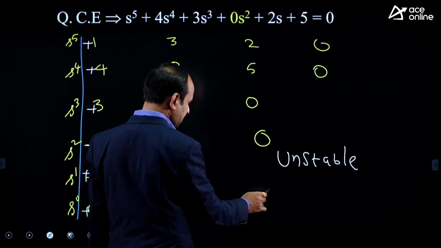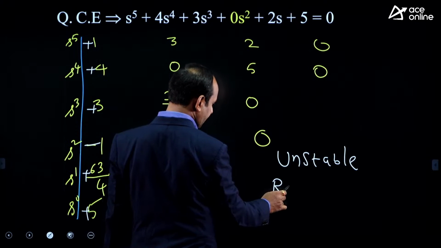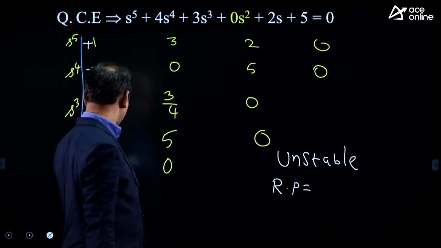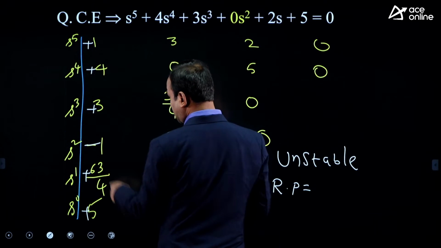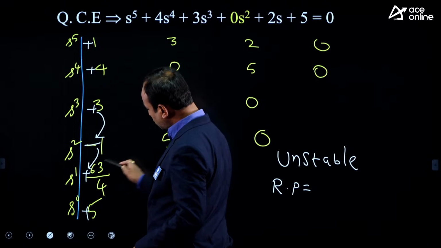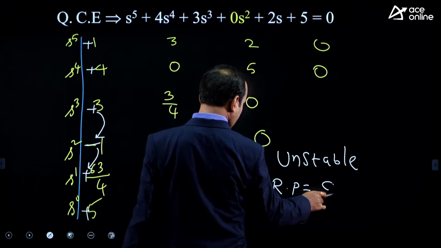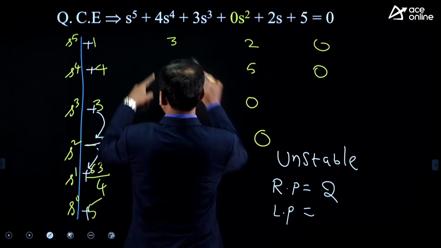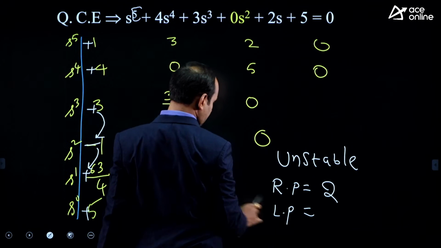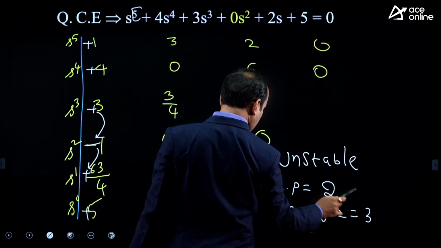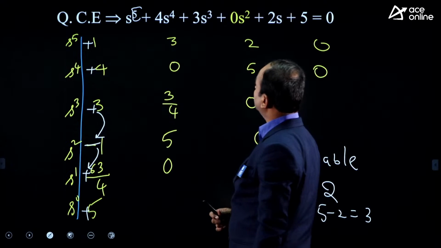How many sign changes, now tell me? Right side poles, RP means right poles, I am writing short. So right side poles equal to: positive to negative, 1 change; again negative to positive, 2 changes here. How many left side poles? LP means left side poles. The highest power is 5, so 5 minus right side poles 2 equals 3. So right side poles is 2, left side poles is 3.